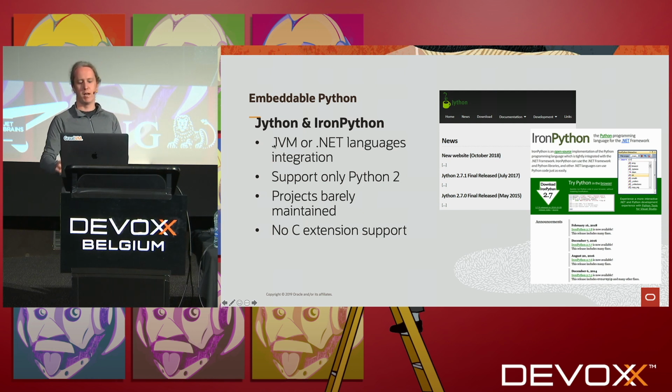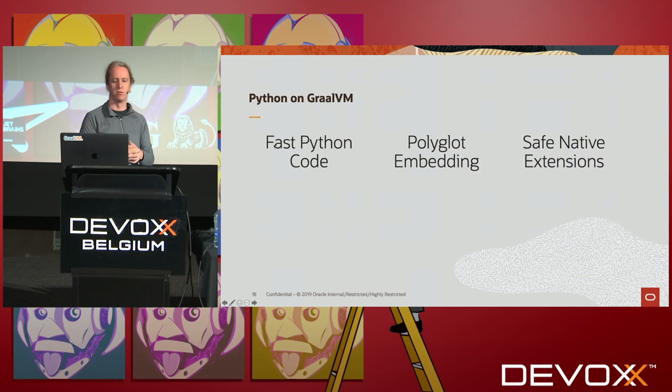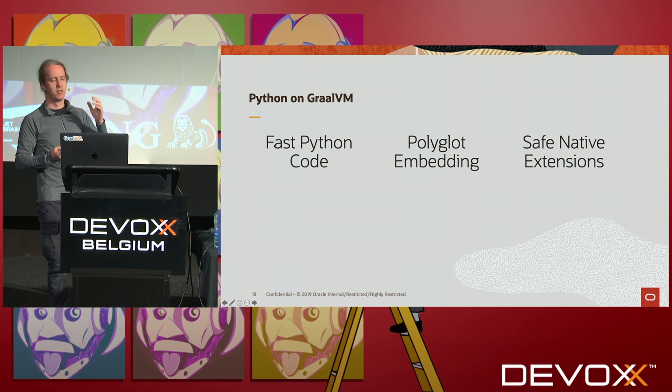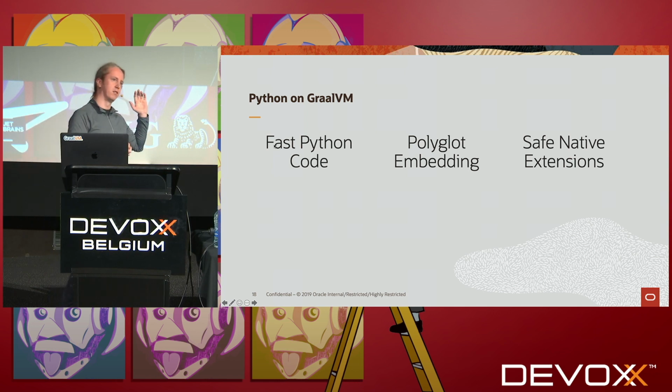So that's the gap we want to bridge. We want to have a runtime for Python that's going to run your modules and at the same time is very easy to integrate into your ecosystem. So with GraalVM, we run Python code very fast. The Python code itself, native code is a different question.